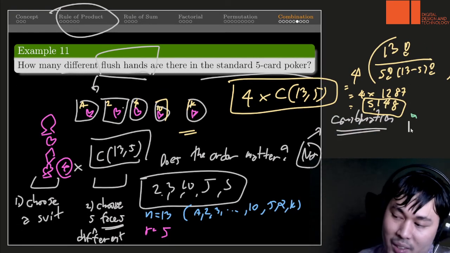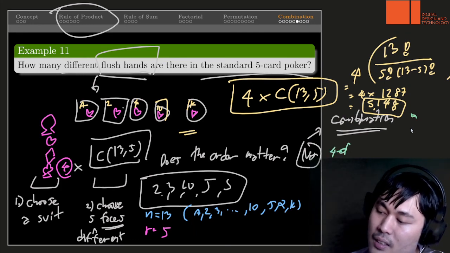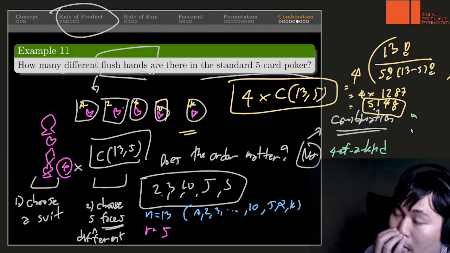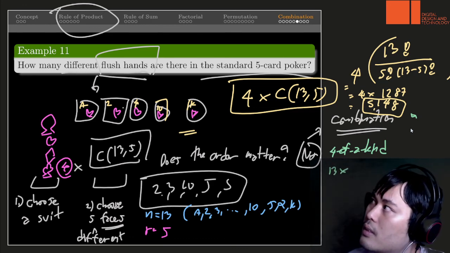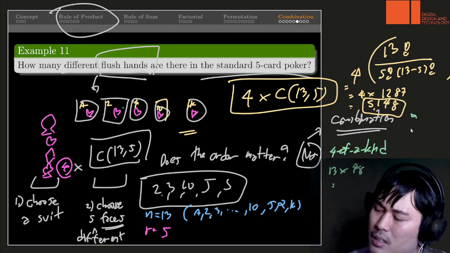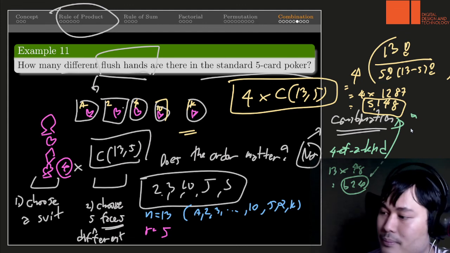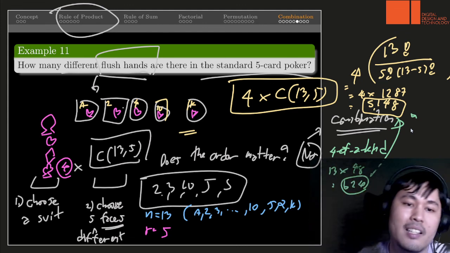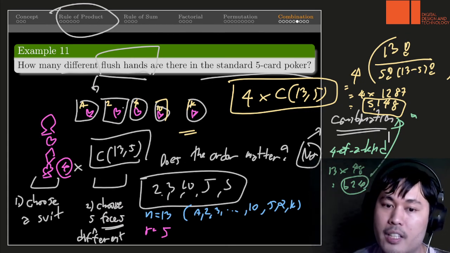And just a quick note here, if you remember earlier we talked about 4 of a kind. Do you remember how many 4 of a kinds there are? I think it's 13 times 48, which is 624, I think. So that means there are a lot more flush hands than 4 of a kind. And that's why 4 of a kind is ranked higher than the flush. And so that's the end of the combination.